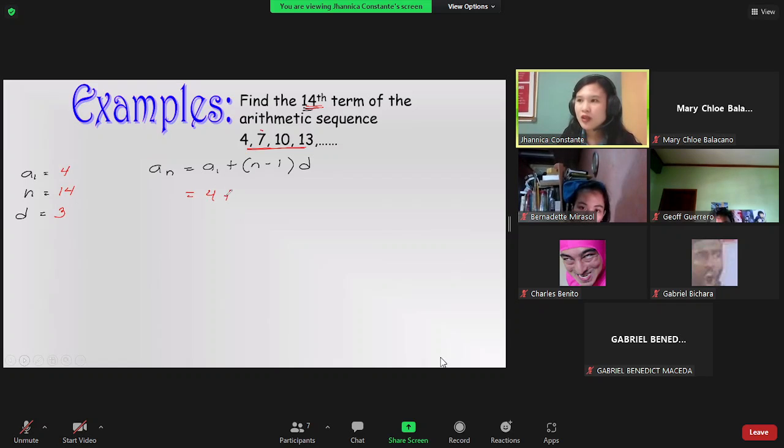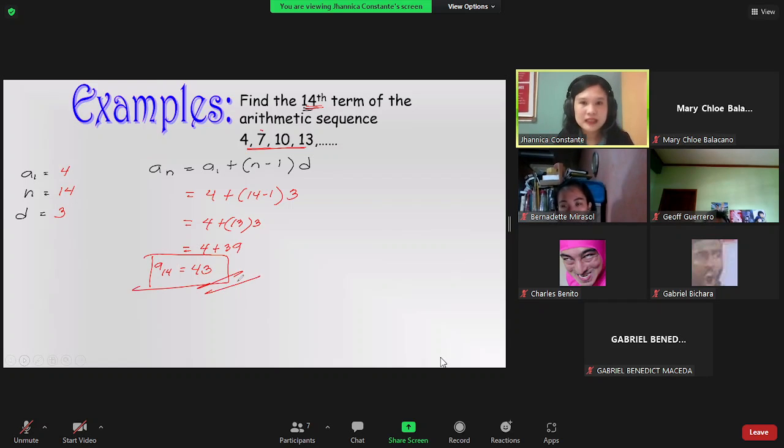So 4 plus 14 minus 1 times 3. So we have 4 plus 13 multiplied by 3. So we have 4 plus 39. So the 14th term of our arithmetic sequence is equal to 43. So that's the 14th term of our arithmetic sequence.